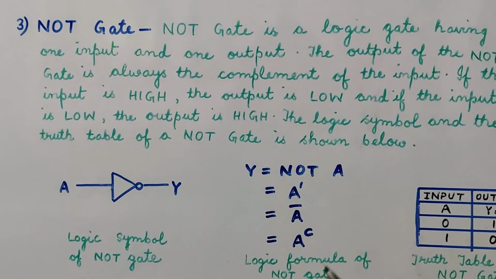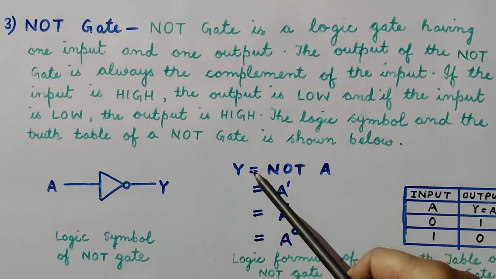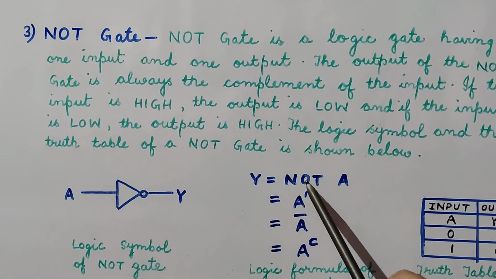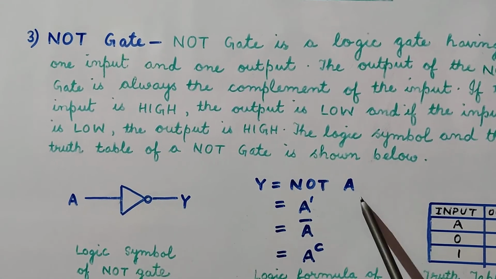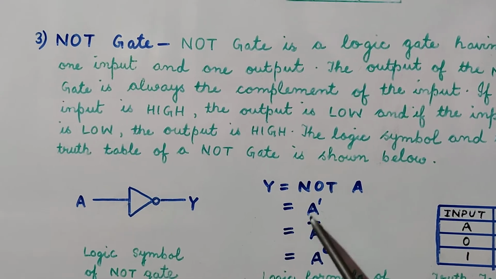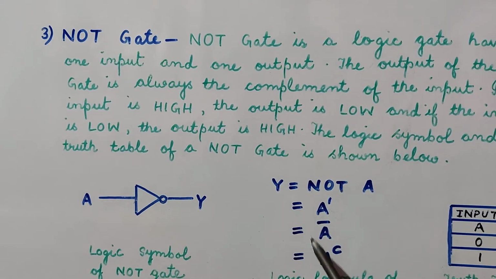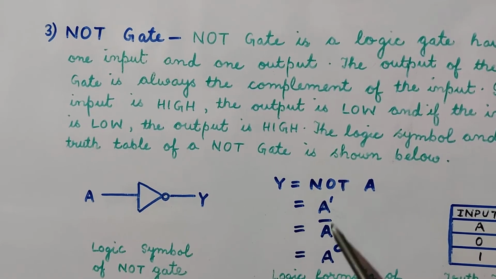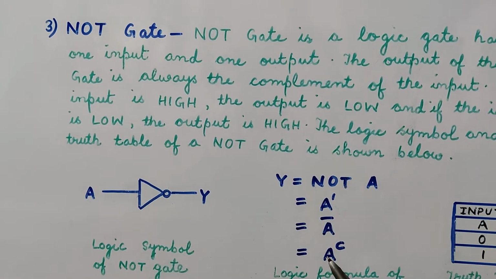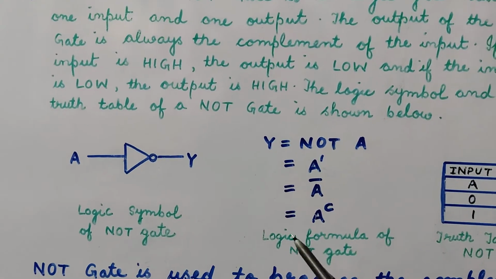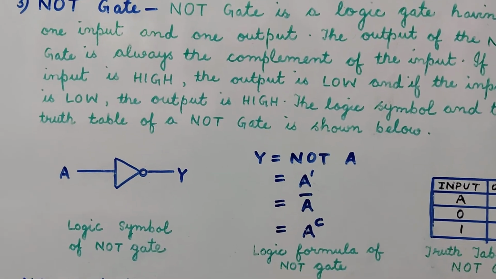The logic formula of the NOT gate will be, we know that the NOT gate performs the NOT operation, so Y will be NOT A, and NOT A can be written as A dash or A bar or A complement. All these are the same thing. This is the logic formula of the NOT gate.